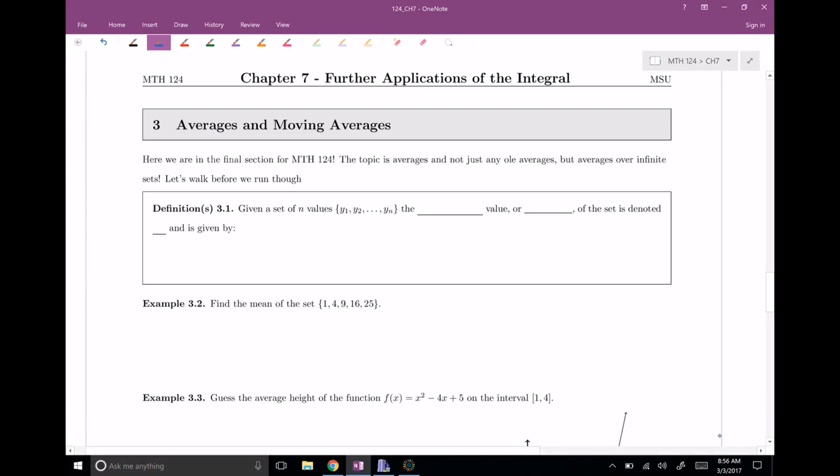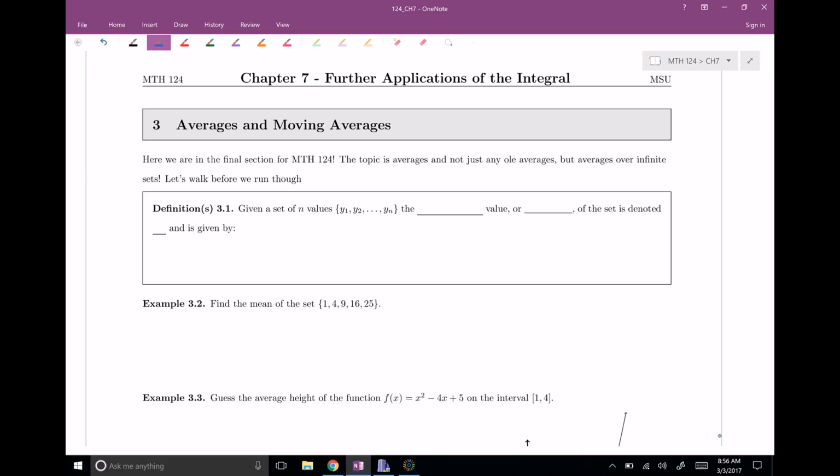Welcome everyone to the final section that we teach here in Math 124. This is section 3 of chapter 7, averages and moving averages. And like it says here, we're going to be talking about more than just your standard averages. We're going to actually be doing averages over infinite sets. And the claim is this will be one of the applications of the integral. This is chapter 7, further applications of the integral.